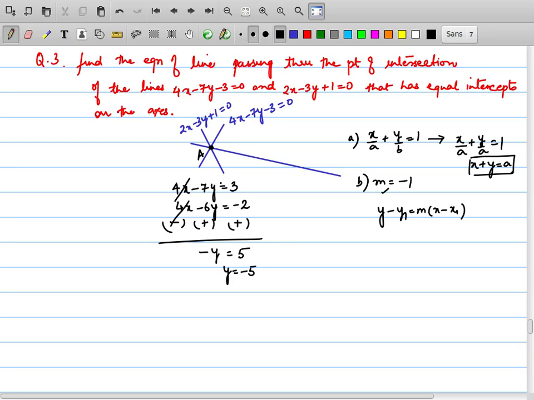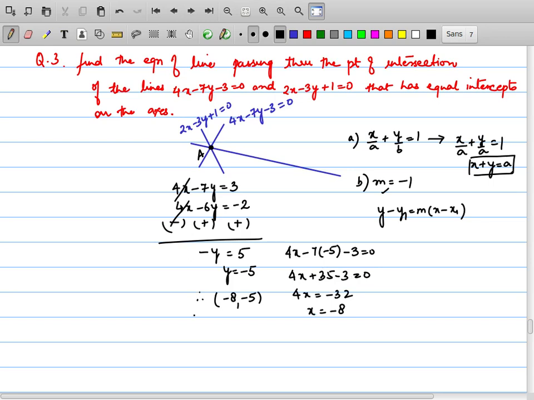Y is minus 5. We can put this value in any of the equations. 4x minus 7 into minus 5 minus 3 is 0. 4x plus 35 minus 3 is 0. 4x is equal to, this is plus 32, which on the other side becomes minus 32. X is minus 8. Therefore, the point of intersection is (minus 8, minus 5).